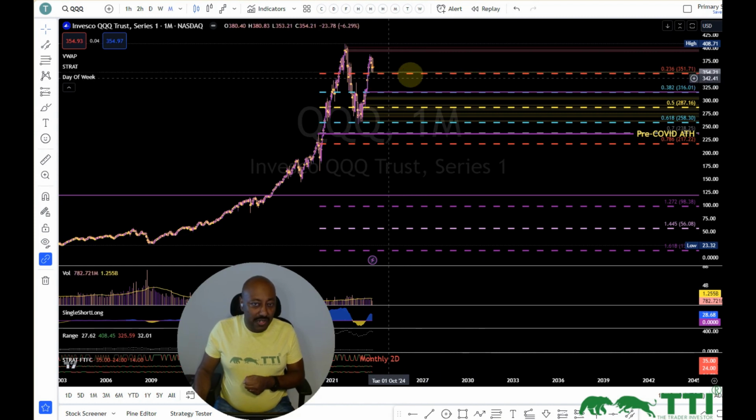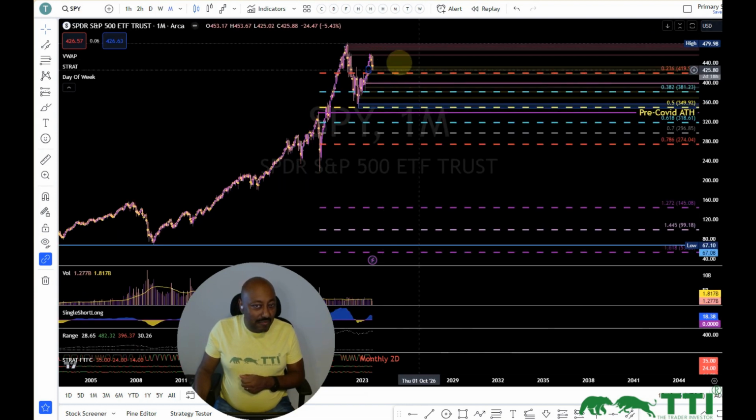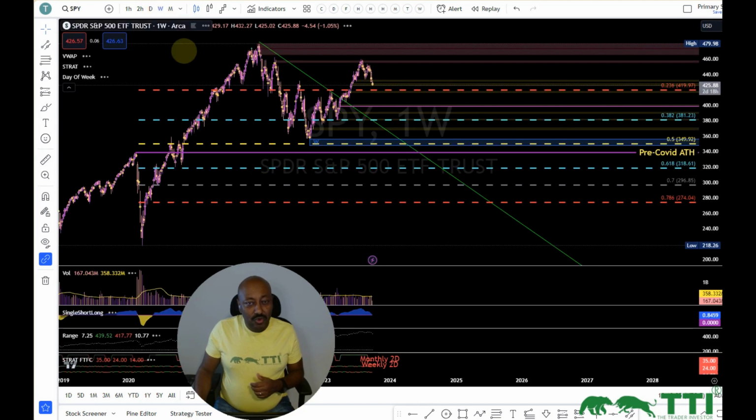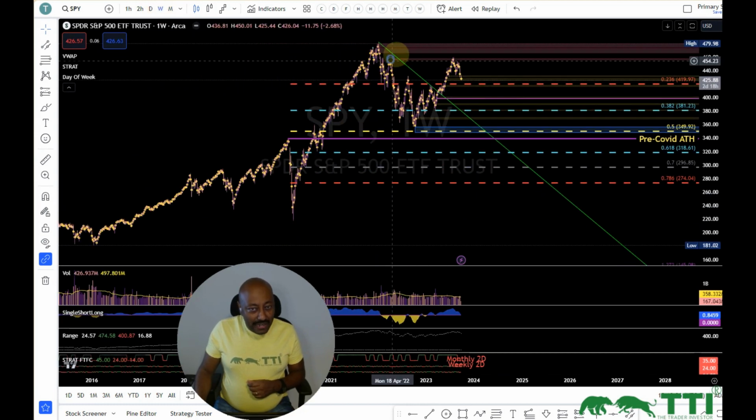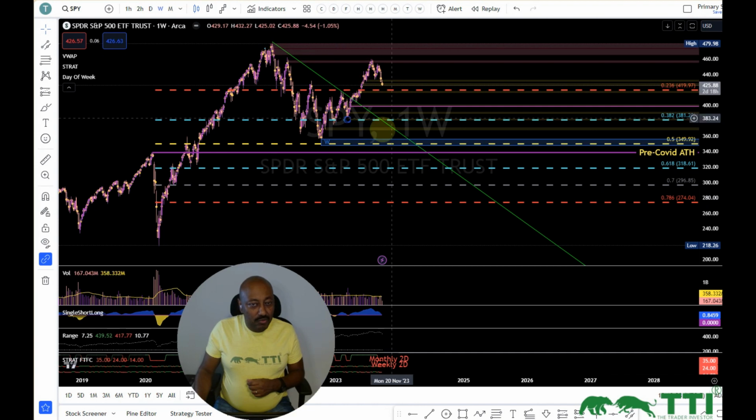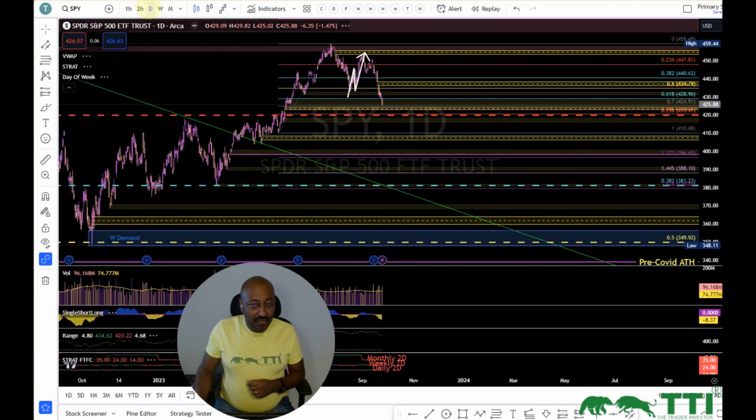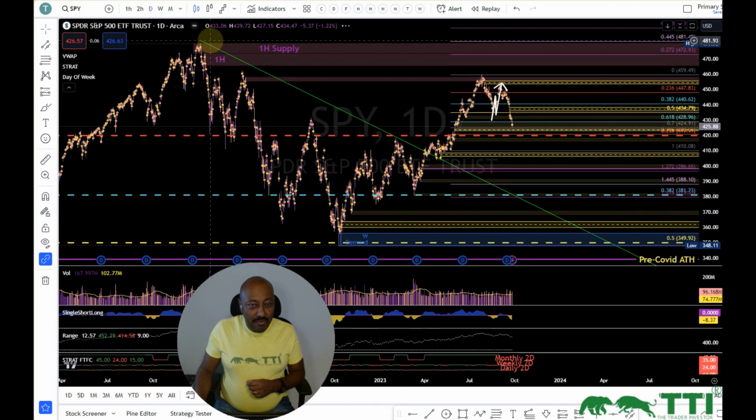So in the Qs, we're above that initial 23.6% retracement. In the SPYs, same, right? We're playing around that area. We're trying to see, are we going to capture new highs or not? So as we go to lower time frames, in that grand scheme of things, we're still in an uptrend. However, now when you go to daily, this is where it becomes a bit tricky.